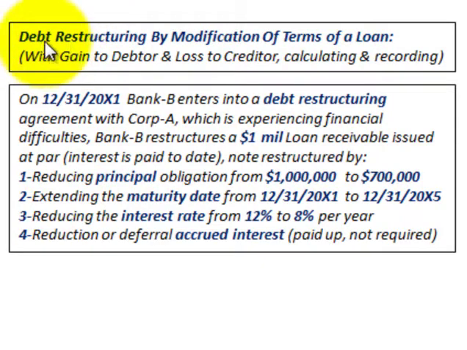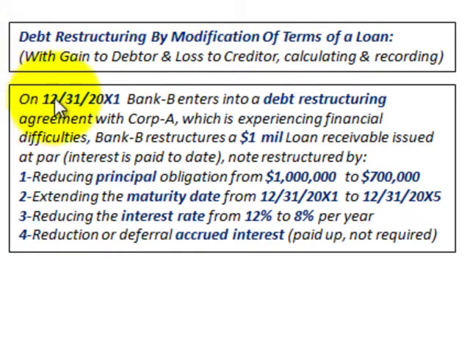What we're going to be looking at here is debt restructuring by the modification of terms of a loan. For example, we're going to be looking at where we have a gain to the debtor and a loss to the creditor on this loan. And we're going to be calculating and recording these gains and losses by the debtor and by the creditor.